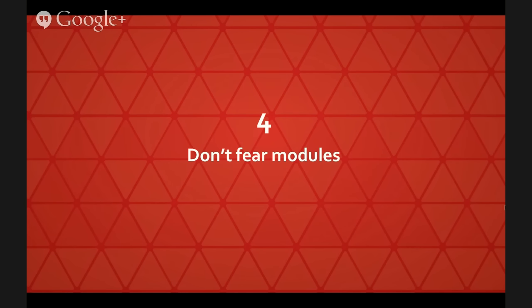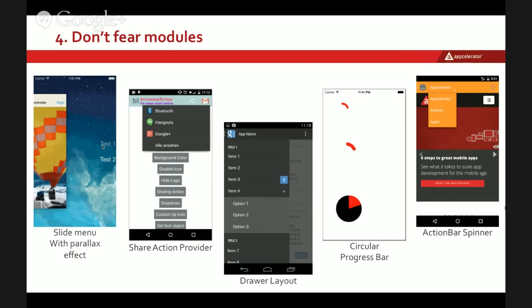The capabilities of native modules is something that should be exploited more often. I mean, if you look at the amount of native modules that are available, I have just a handful here. Like, for example, a slide menu with a parallax effect for iOS. This is a module that you simply add to your app, and all of a sudden you have a native functionality that you didn't have before.